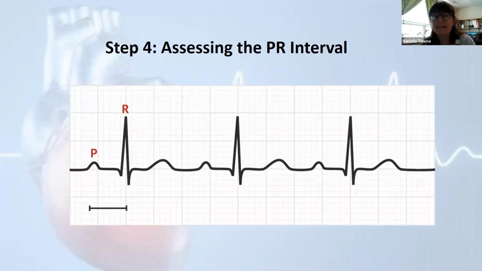Step 4 is assessing the PR interval. So look at the start of your P wave and see how long it takes to get to that R wave. Is it normal? So less than 1 large box, so less than 0.2 seconds is considered normal. Is it longer than 1 large box, or 5 small boxes? Is the PR interval consistent with every beat, or does it vary with beats? And if it varies, can you see a pattern to that variation? Step 4 is really just that PR interval, wanting to know everything about the PR interval.